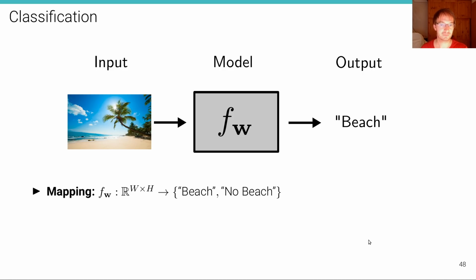So let's look at some concrete examples. Here we have an example for classification. This is image classification. The input in this case is an image, so it's out of the space R to the power of W times H, for width and height. The model maps this to, in this case, a binary variable, either beach or no beach. So this outcome can take two different labels.